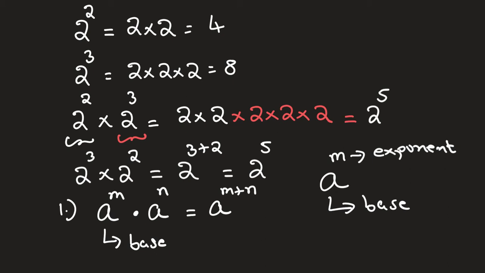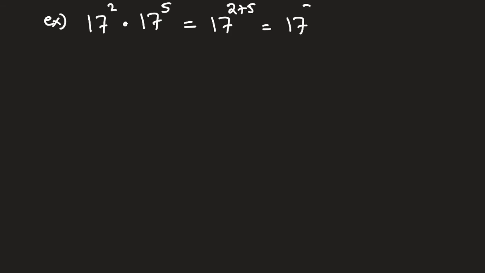For example now. Can you tell me, based upon the law, 17 to the power 2 times 17 to the power 5 will be equal to how much? It's going to be 17 to the power 2 plus 5, which is nothing but 17 to the power 7. So do you understand how we apply the law now?